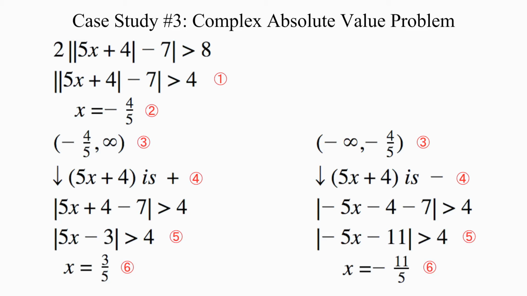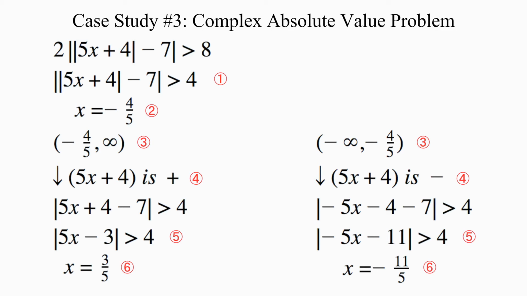For complex absolute value problems, our example is 2 times the absolute value of the absolute value of 5x plus 4 minus 7 is greater than 8. In step 1, we isolate the absolute value by dividing by 2, and we're left with the absolute value of the absolute value of 5x plus 4 minus 7 is greater than 4.